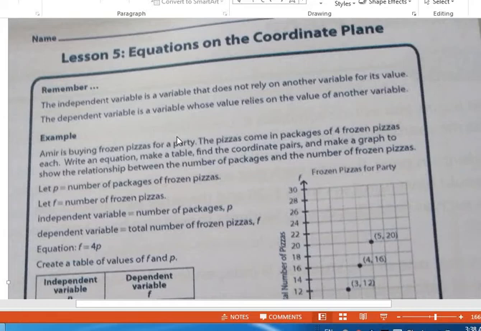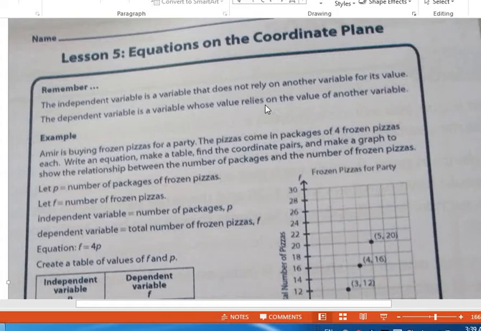Today we are going to have a very interesting lesson about equations on the coordinate plane. Remember that we have independent variable and dependent variable. The independent variable is a variable that doesn't rely on another variable for its value. The dependent variable is a variable whose value relies or depends on the value of another variable.